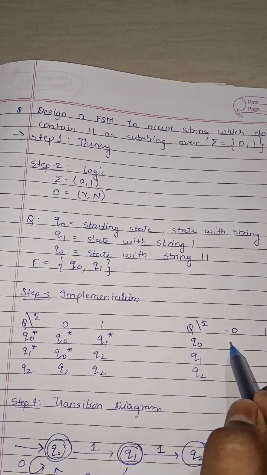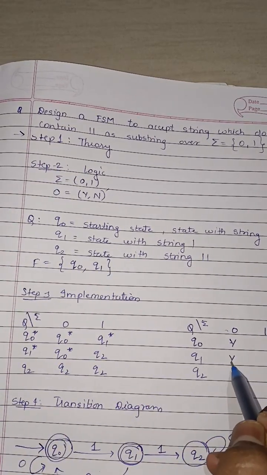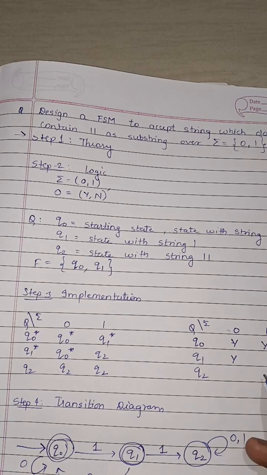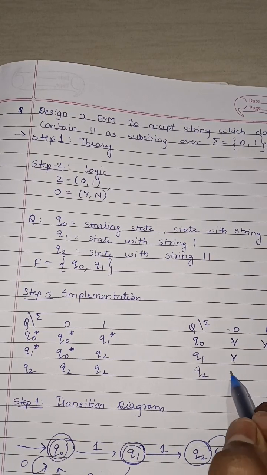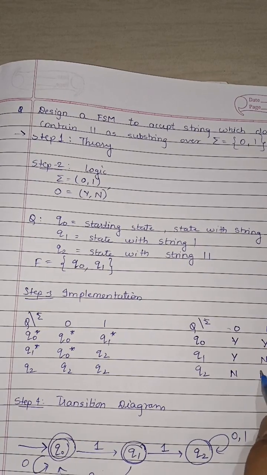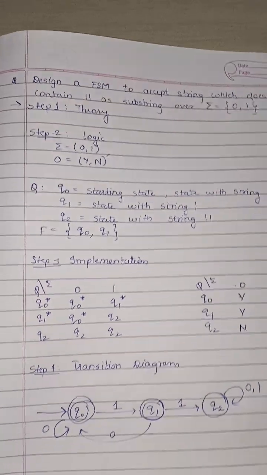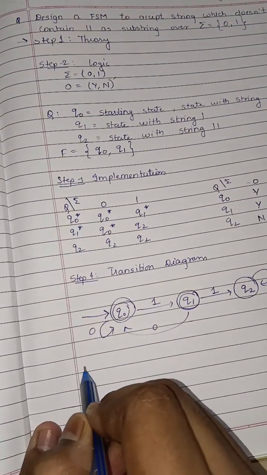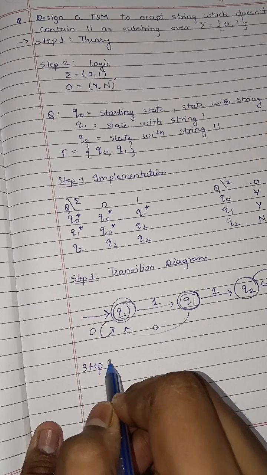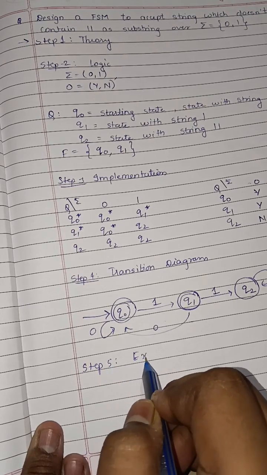Where are the Q0s? Yes, I will accept. And Q1 also I will accept. And the rest I will reject. That's why it is no. Now our step 5 is an example.